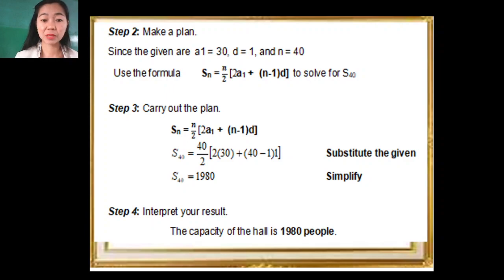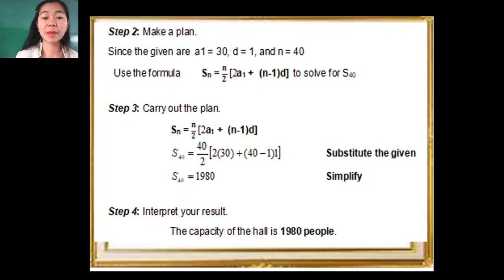Yung 2 times 30, 60 yon. Plus 40 minus 1, 39 yon. Plus times 1 is 39 pa rin. So, yung sa loob ng parenthesis is 60 plus 39, that is 99. And then, if we are going to divide 40 by 2, this is 20.